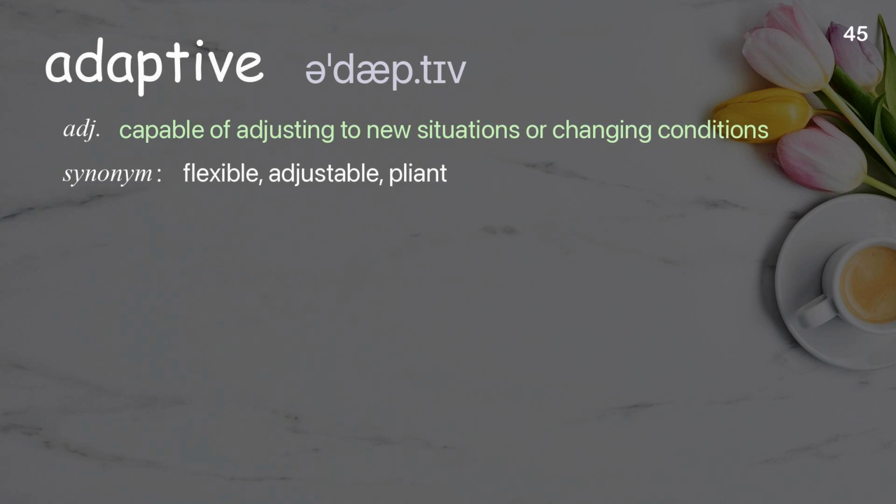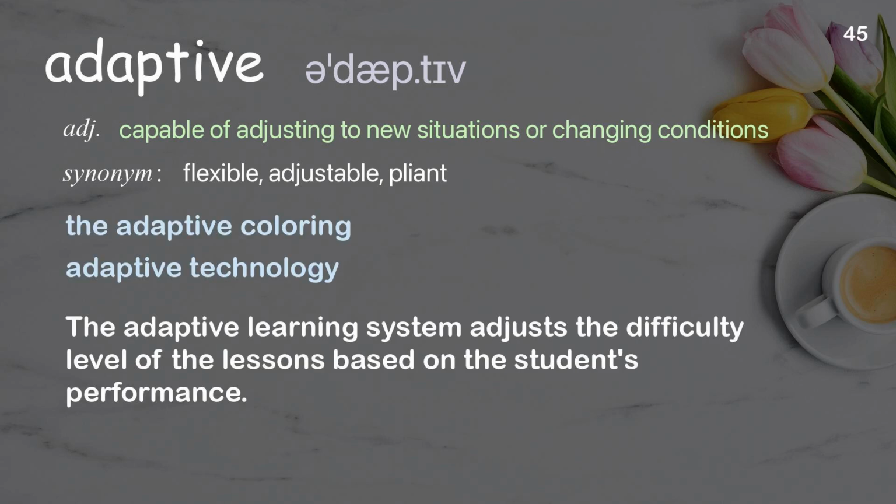Adaptive. Capable of adjusting to new situations or changing conditions. Examples: The adaptive coloring. Adaptive technology. The adaptive learning system adjusts the difficulty level of the lessons based on the student's performance.